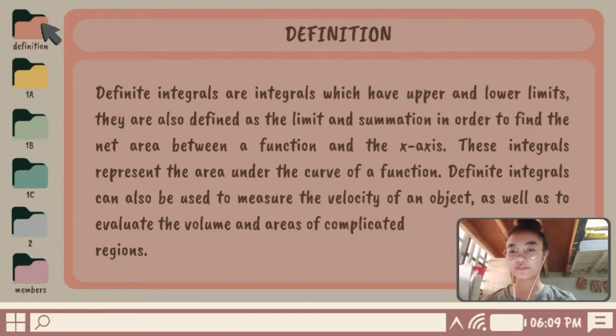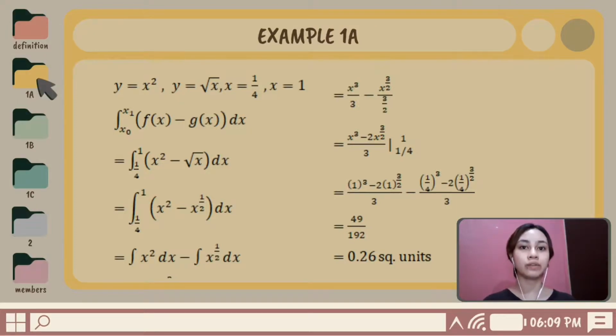Now that we know the definition, let us now solve some examples involving the application of definite integral. In example number 1, we have y = x², y = √x, x = 1/4, x = 1. Fixing the values, we can have it as the integral of f(x) minus g(x) with the limit of x sub 0 to x sub 1, or the sum rule. Substituting the values, it will be the integral of x² minus √x dx with the limit of 1/4 to 1.